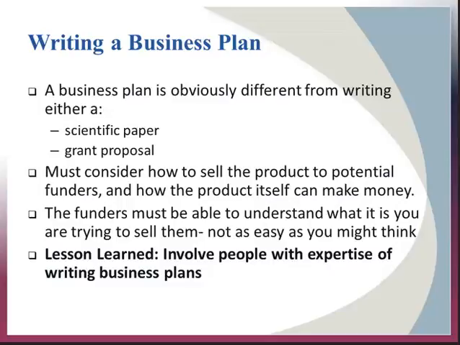So in order to get money from investors, from funders, you obviously have to write a business plan, which I have little experience of doing. I've written applications for grants, I've written scientific papers, but a business plan is a bit different. You really have to try and sell the product, and you have to be able to make a case. Not only do they have to get the vision of what the product is, they have to understand what you're trying to sell them, but they also have to see how the product can actually make money. So this type of writing is different from scientific papers and grant proposals.